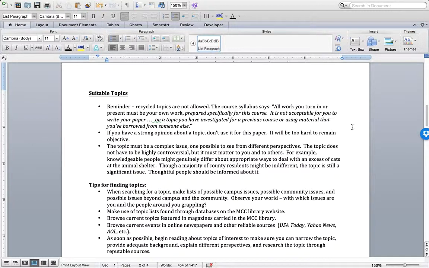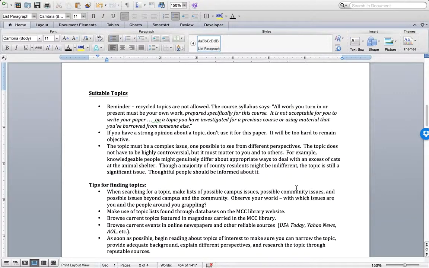The topic must be a complex issue, one that's possible to see from various perspectives. The topic does not have to be highly controversial, but it must matter to you and to others. It should be significant. So, for example, knowledgeable people might genuinely differ about appropriate ways to deal with an excess of cats at the animal shelter. Though a majority of county residents might be indifferent, the topic is still a significant issue. Thoughtful people should be informed about it.